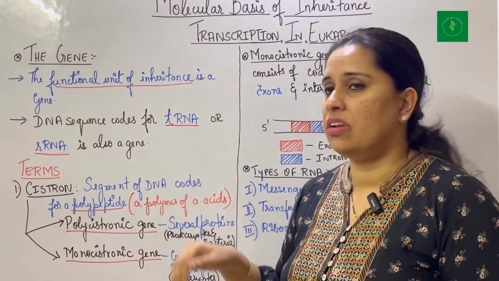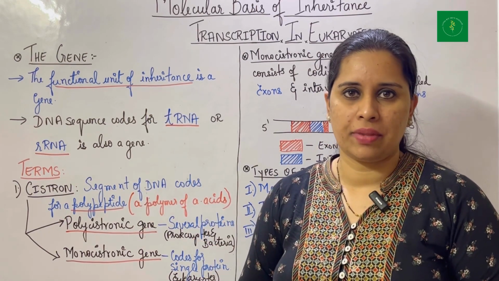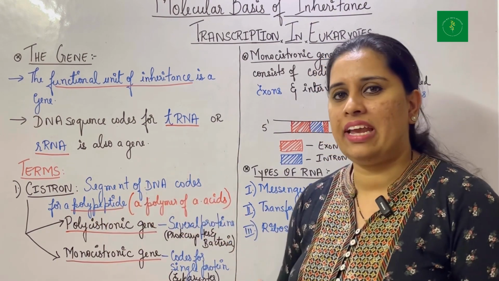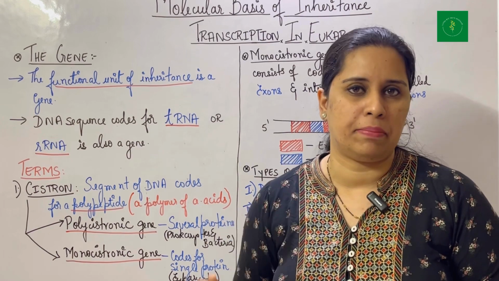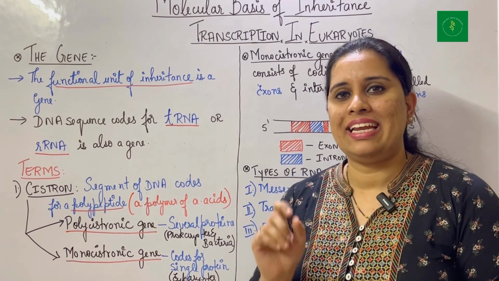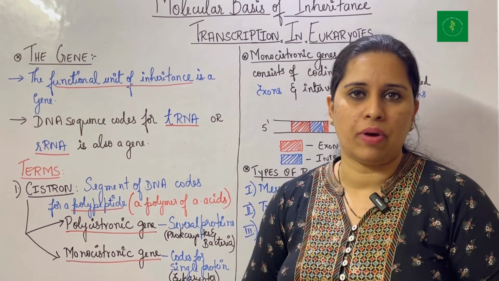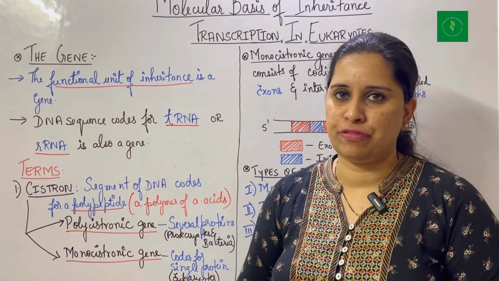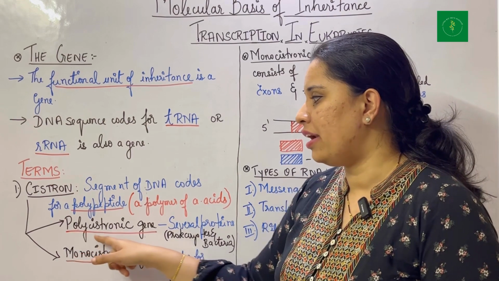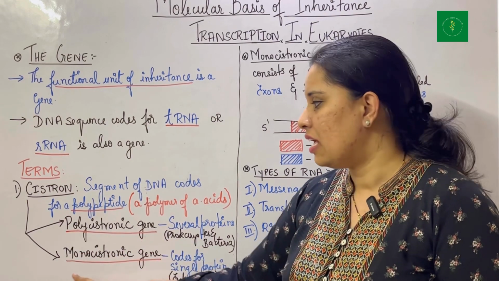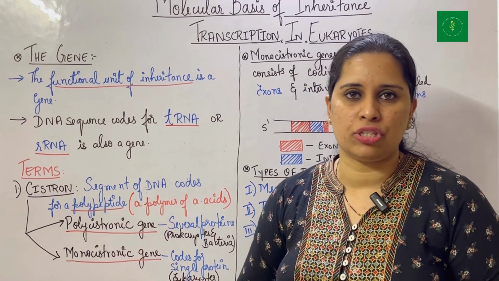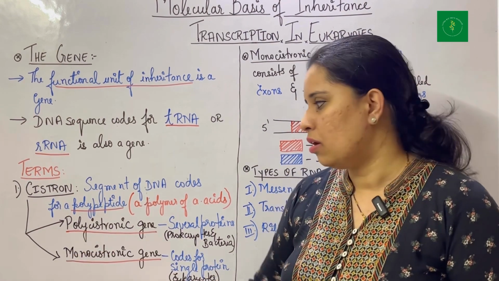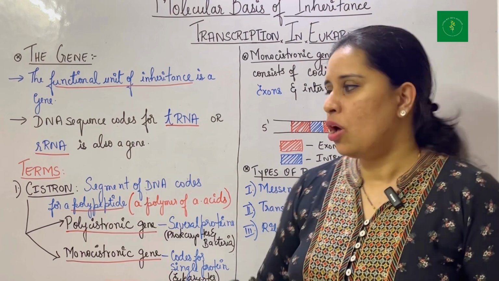Under gene, we have to learn about the term cistron. Now, what is cistron? Cistron is a segment of DNA that codes for a polypeptide. Polypeptide is a polymer of amino acids. Under cistron, there are two different types of gene. The first one is called polycistronic gene. The second one is called monocistronic gene. Poly, by the word, says many, mono means single.